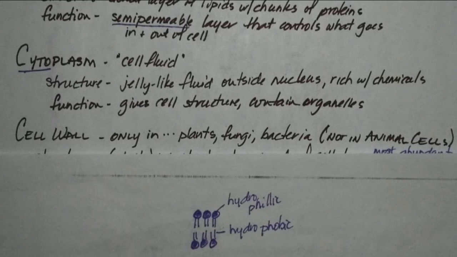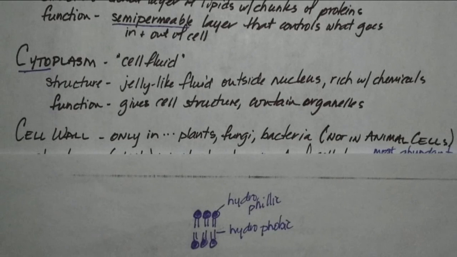We have 3 domains, and we have 4 kingdoms. So 3 domains: archaebacteria, bacteria, and eukarya. And then those 4 kingdoms: plant, animal, fungi. And what's the 4th one? Is it Protista? Yeah, I think it's Protista. Okay. My brain's damaged right now.